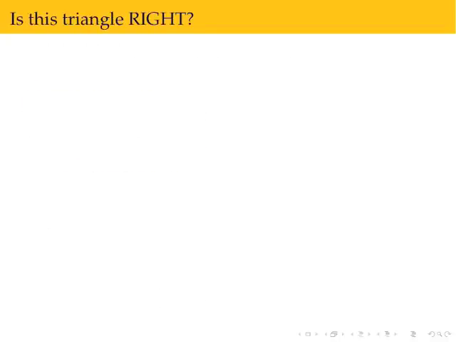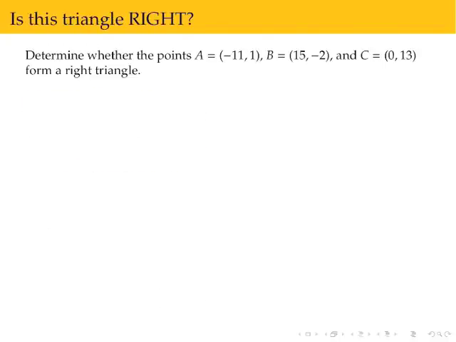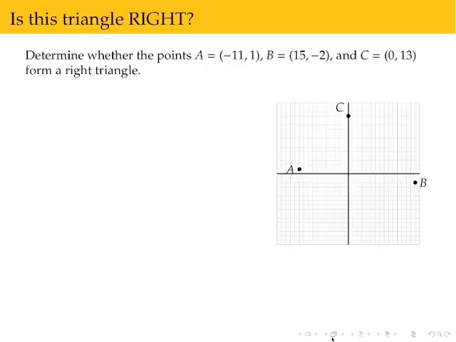Next, let's look at this situation. We want to determine whether these points, negative 11, 1, 15, negative 2, and 0, 13, form a right triangle. So first, let's look at a graph. We can see the 3 points here.